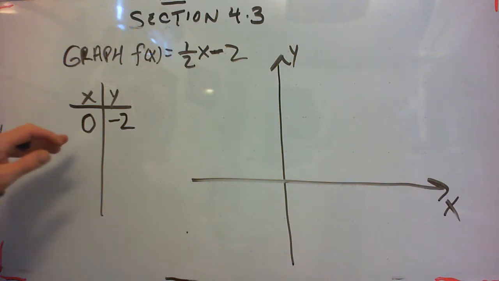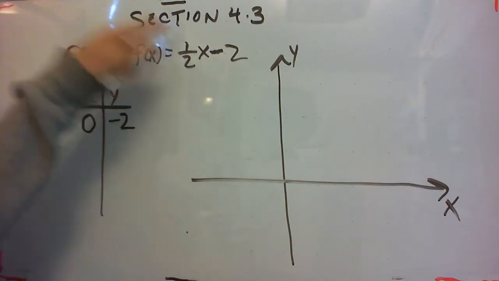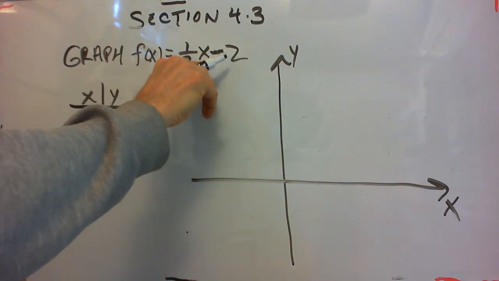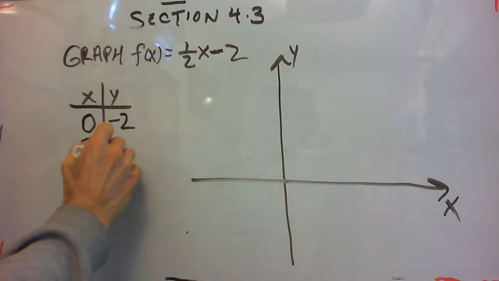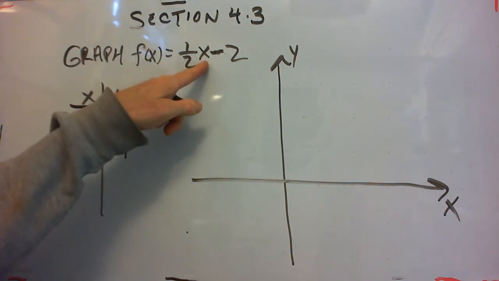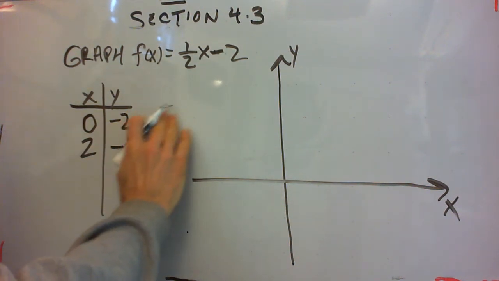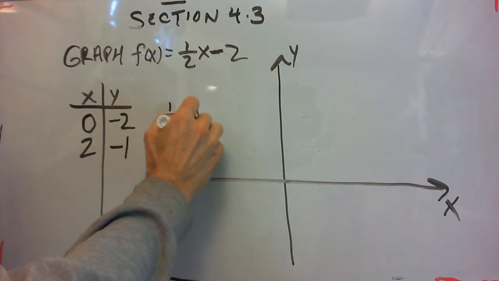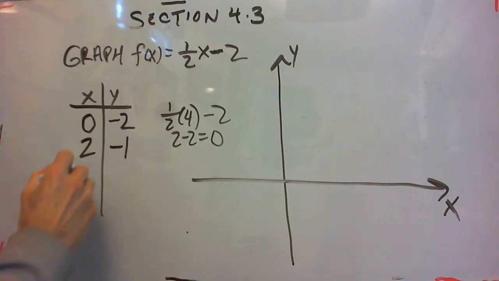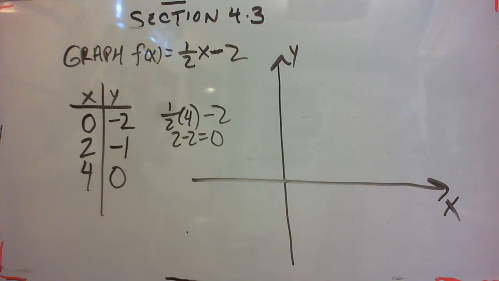But now instead of choosing x equal 1, I want to choose 2 because that's going to cancel out that 1/2. When x is 2, 2 times 1/2 is 1. 1 minus 2 is negative 1. And now for my next x, I'm not going to pick 3, but I'm going to pick 4 because 1/2 times 4 minus 2 is 2 minus 2, which is 0. So by picking the right x values, I get rid of that fraction.